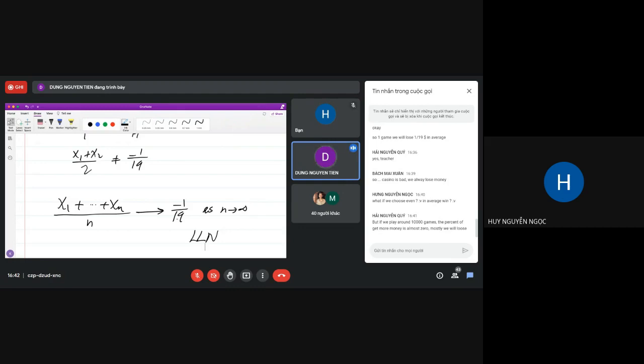So if you play many games, it means that n is large enough, then for sure you will lose. Is that clear? But if you play one game or two games or three games, you may win those games. But if you play many games, then on average you will lose.